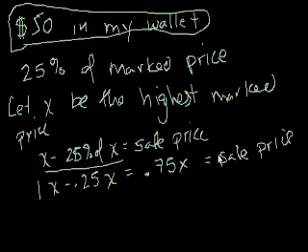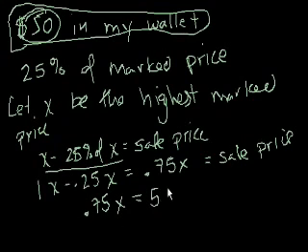Well, what's the sale price that I can afford? The sale price I can afford is $50. So 0.75x is going to equal $50. If x is any larger number than the number I'm solving for, then the sale price is going to be more than $50 and I won't be able to afford it. So that's how we set the highest I can pay as 50, and that's the sale price.